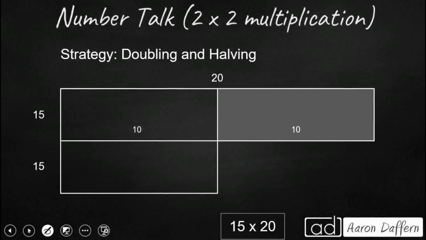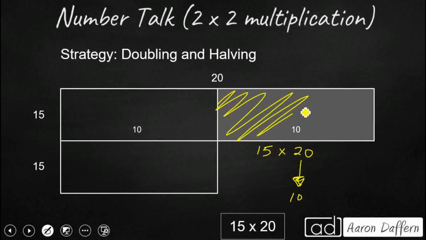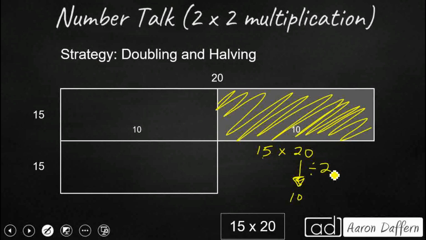Now, doubling and halving can work if you've got at least one of your factors that is even. So we're going to take our 20, and we're going to cut it in half. So you see how we took it and we made it 10. So we're going to get rid of this 10 right here. So if we're going to take one factor and cut it in half, in order to maintain a balanced expression, we've got to take our other factor. We got to double it.